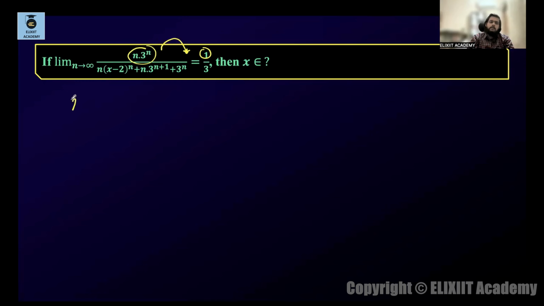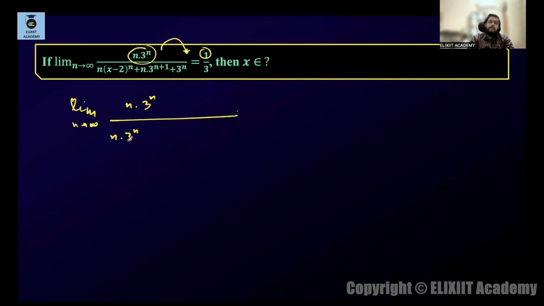Definitely, one thing I can think of is limit n tends to infinity, n times of 3 raised to the power of n. I'll try to take out n times of 3 raised to the power of n common from the denominator, so that this n times of 3 raised to the power of n and this n times of 3 raised to the power of n both will cancel and we will obtain 1 in the numerator. So what I do is take out n times of 3 raised to the power of n common from the numerator.